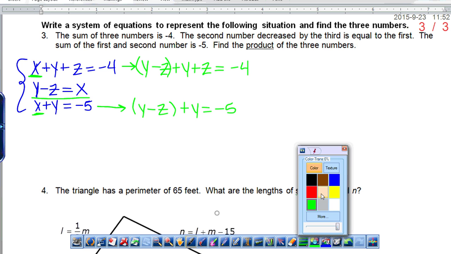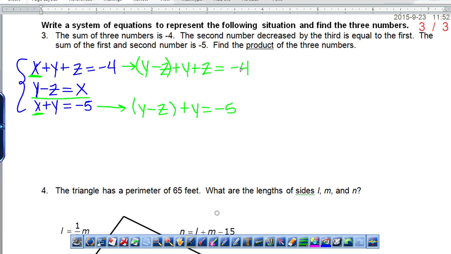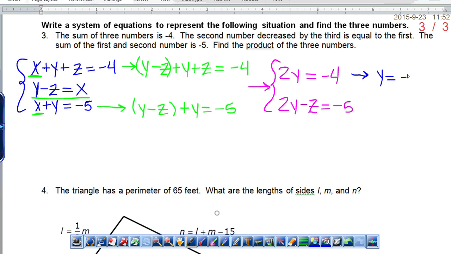Now, this works out quite nicely because if we reduce both of these equations, we're going to actually be able to solve one. So what we've been doing here is we've been creating a system now that only has 2 variables because we can solve that. So y and y is going to give us 2y. Negative z and positive z gives us 0, which is really nice because that's going to let us solve for y. Down here, we're going to have 2y minus z is equal to negative 5. So this is like a new system. But we know that right here, we can go ahead and solve for y. Y would be equal to negative 2.